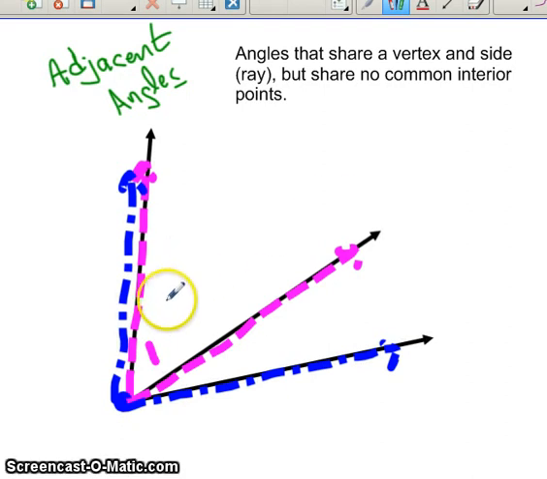And if I were to put a couple of yellow points, they would be in both angles. These angles are not adjacent because they share common interior points. That's why we need this second part of the definition that says sharing no common interior points.